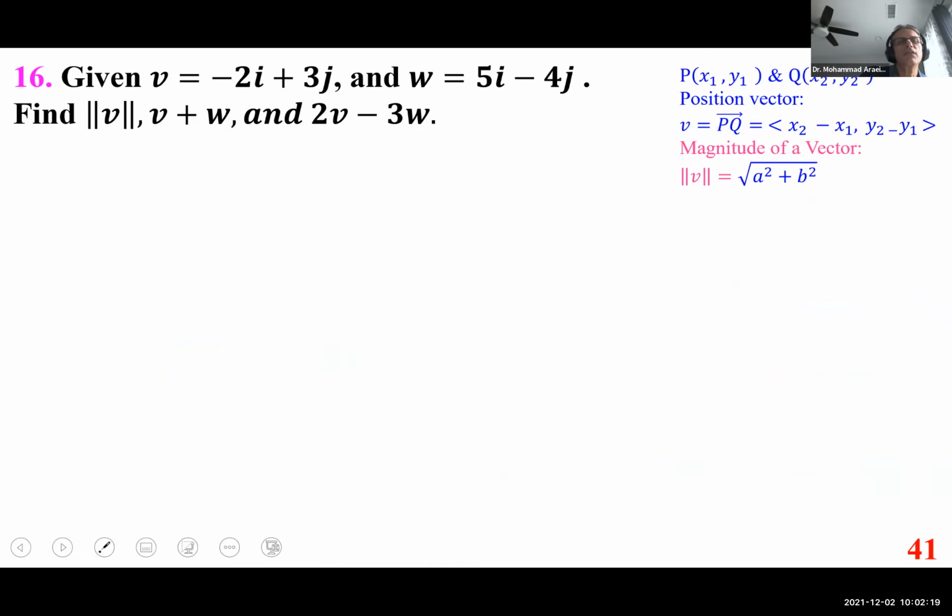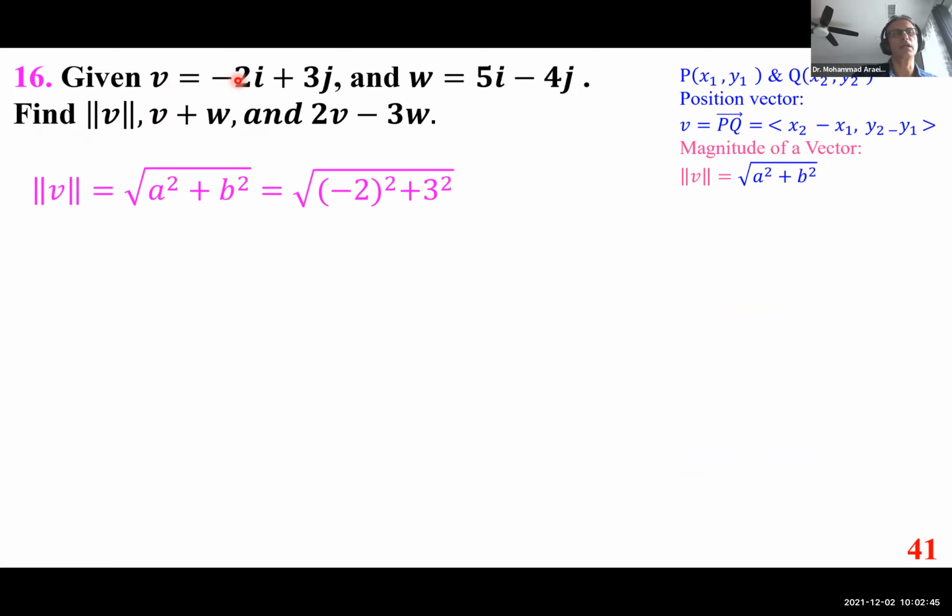Given v equals negative 2i plus 3j, w is 5i minus 4j, we want to find the magnitude of v. We want to find v plus w and 2v minus 3w. And again, this is the synopsis of what we had before. Let's start with the magnitude. Okay, so that means the magnitude of v, we are going to square -2, and we're going to square +3. This gives us 4. This gives us 9. They add up, and we get square root of 13. We can leave it as a precise number.